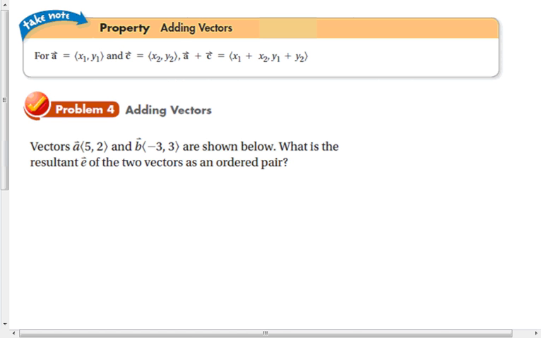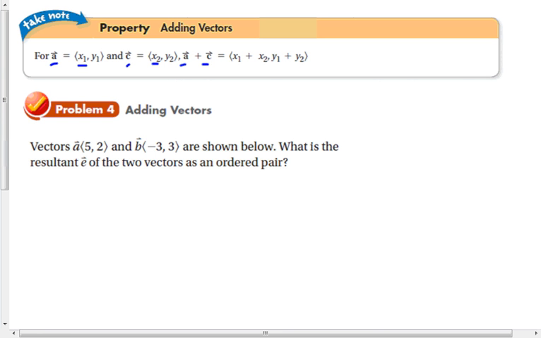All right, to add vectors, it's pretty simple here. All you have to do is add the coordinates inside there. So if you want to add vector A plus vector C, you just add the coordinates x sub 1 plus x sub 2, y sub 1 plus y sub 2, and that's called the resultant vector.